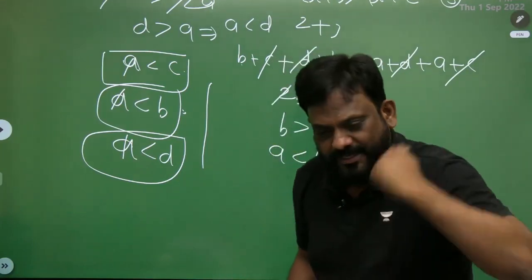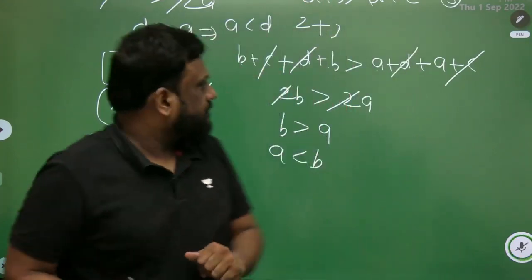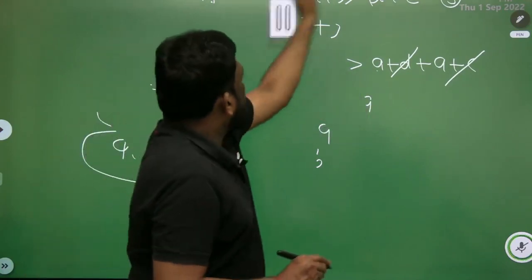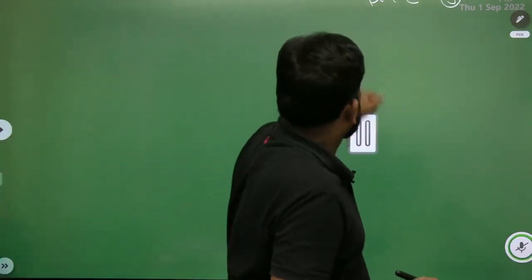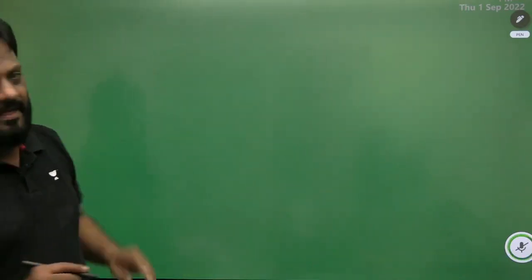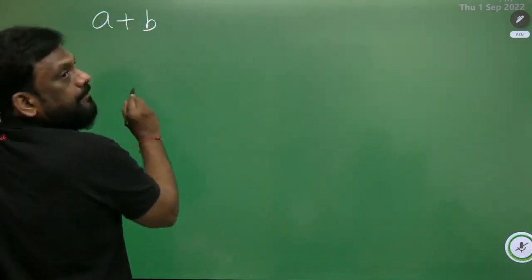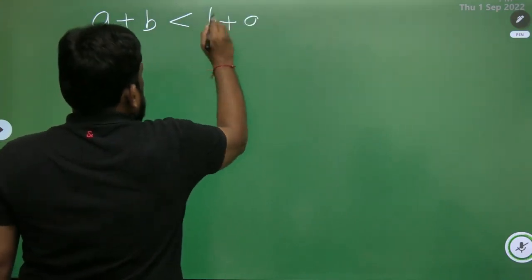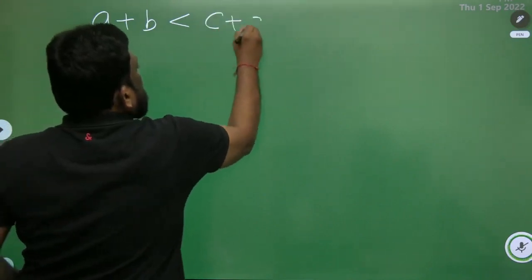Now, let's see something more beautiful, my dear students. Observe here. Now, we got conditions. What were those conditions? Now observe clearly. The shortest link is rotating. Whatever 3 conditions I gave, A plus B is less than C plus D.